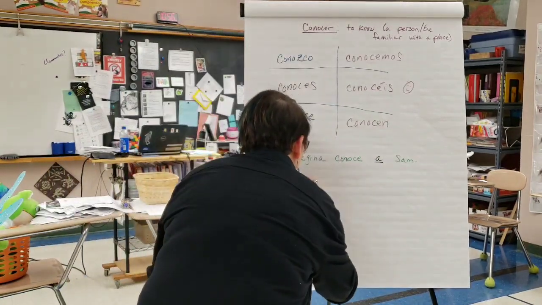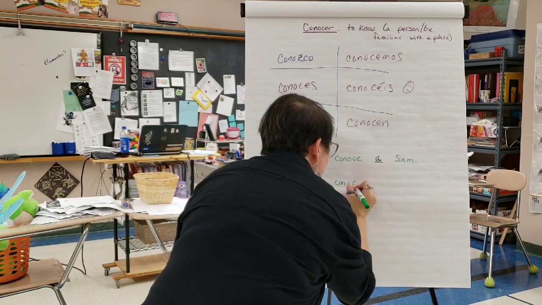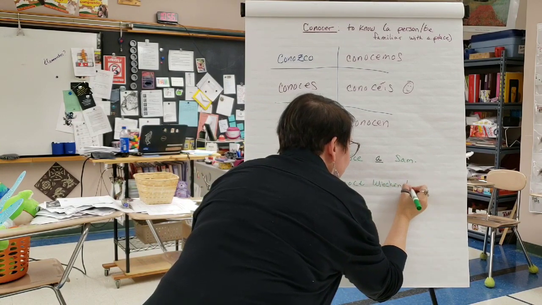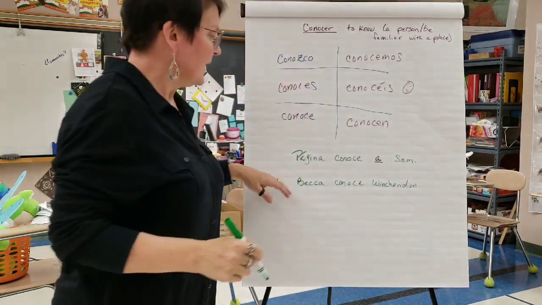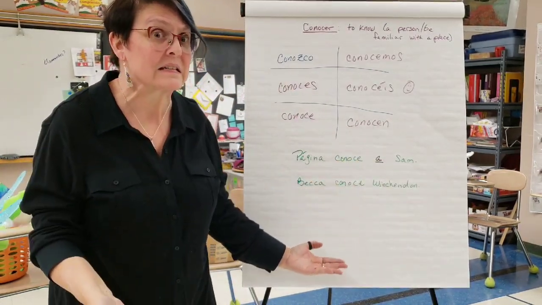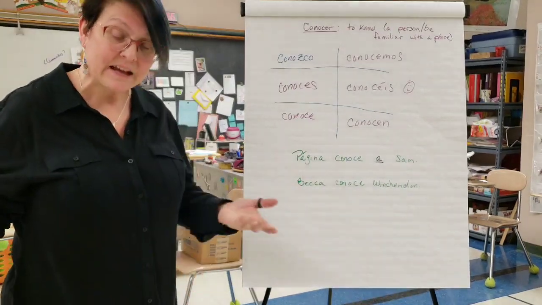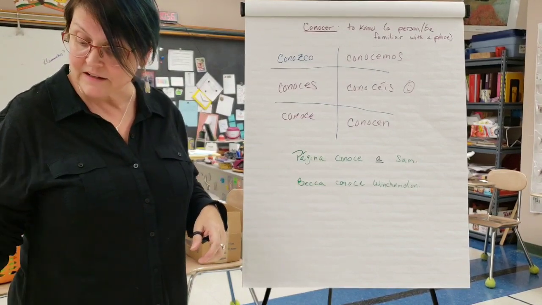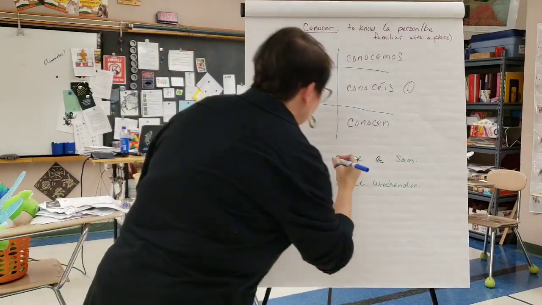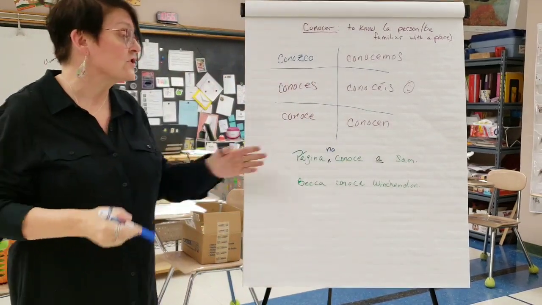So, Becca conoce Winchendon. Okay. And that's a place, so it does not need a personal a. Why? Because it's not a person. And if you were to make this negative, you would make it negative exactly the same way that we made saber negative by putting in a no right in front of the verb. So, Paige no conoce a Sam is that Paige does not know Sam.